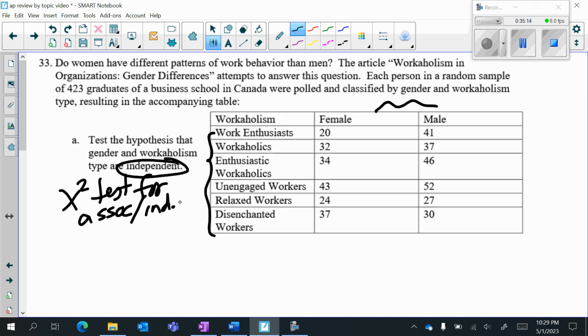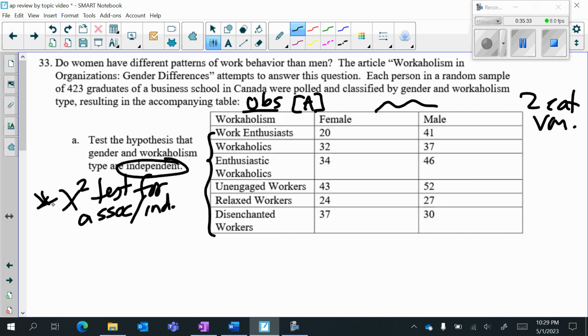And this is because there are two categorical variables and there's more than two proportions going on here. There's a bunch of different cells. So just a reminder that these are the observed counts, and you would put these in matrix A.